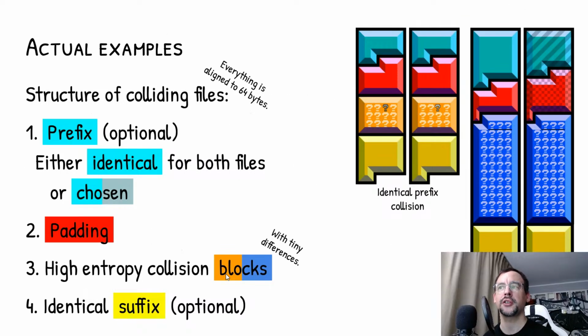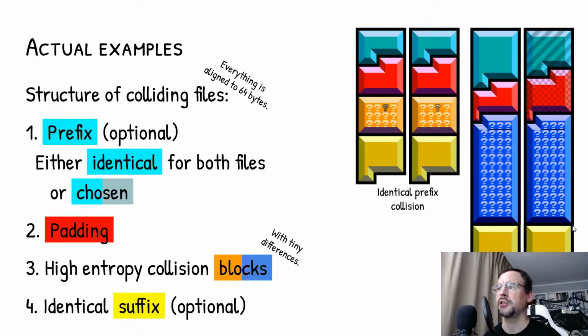The actual hash collision structures always have a prefix that is optional, but usually it's there. In the case of an identical prefix, it's exactly the same on both sides. Then there is some padding. In the case of a chosen prefix, the prefix can be different, then there is some padding to bring the prefixes to the same length. Then come some collision blocks, which will be the same length on both sides but will have tiny differences, and these blocks are full of randomness, with unpredictable content. After these collision blocks, despite the minor differences in the collision blocks, and in the chosen prefix case the differences in the prefix, the hash will be the same.